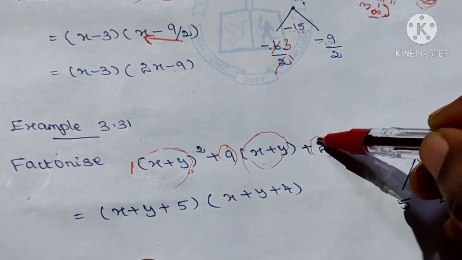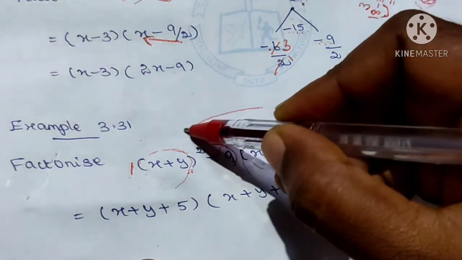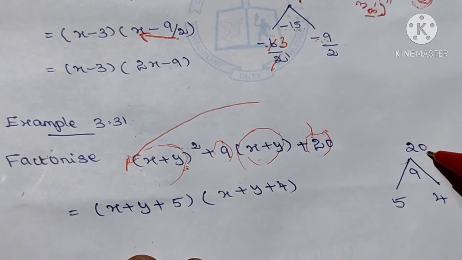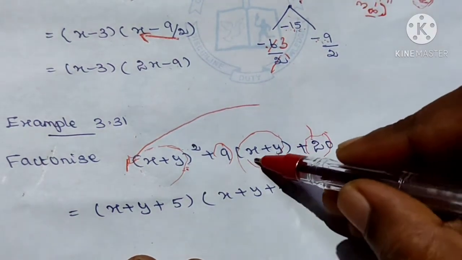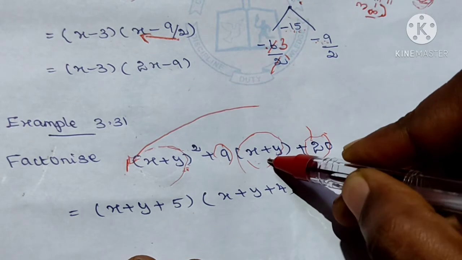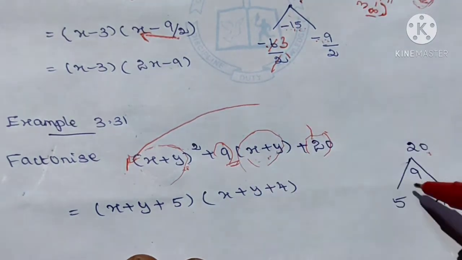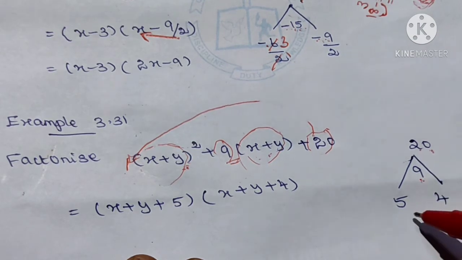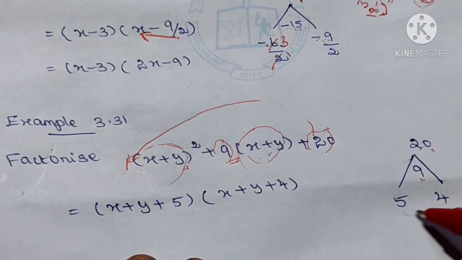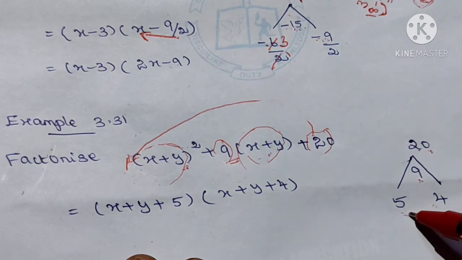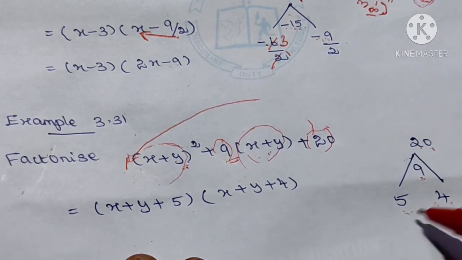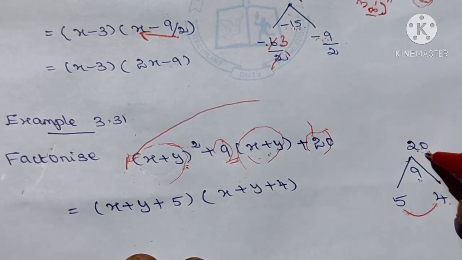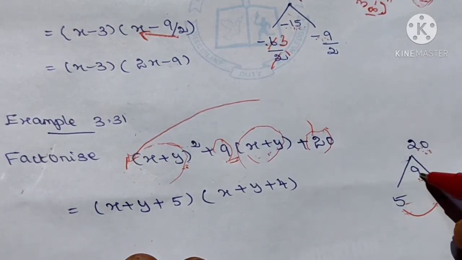So the product is you multiply the constant term and the coefficient of x plus y the whole square. So 20 into 1, we get the product as 20, and the sum is the coefficient of the x plus y term, so 9. Product is 20 and the sum is 9. So you select the possible numbers. What numbers are possible? 5 and 4, because 5 fours are 20, the product is 20, and if you add these two numbers we get 9.